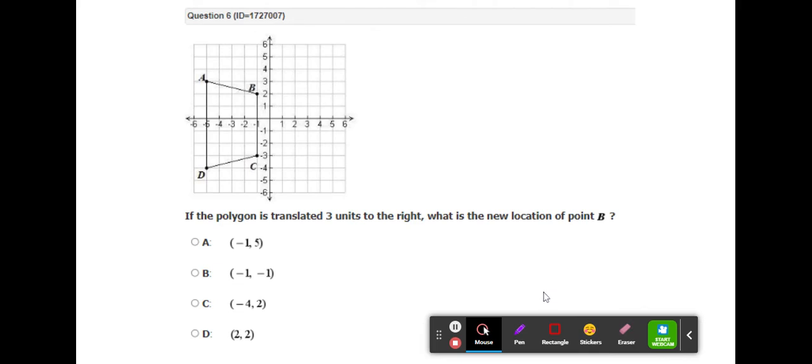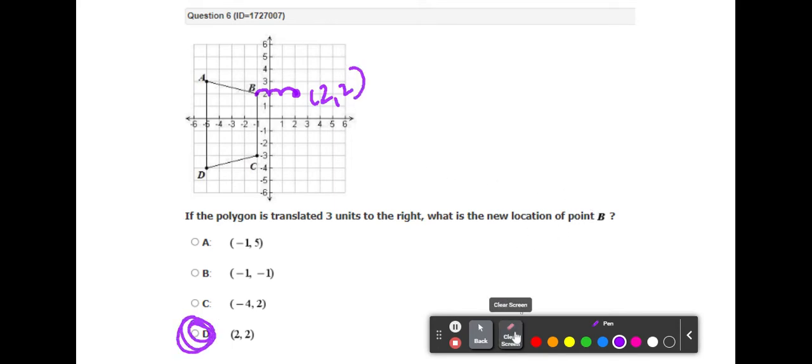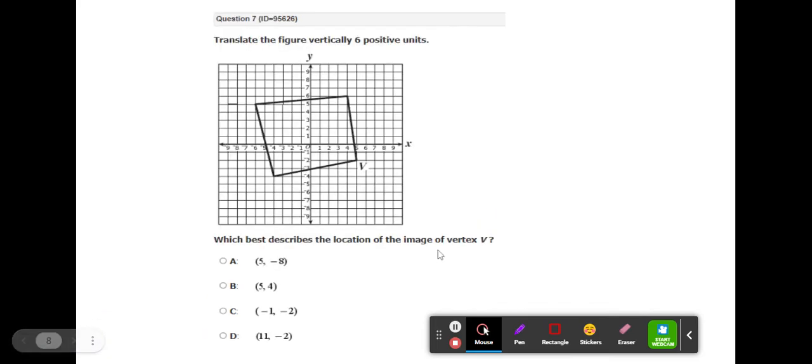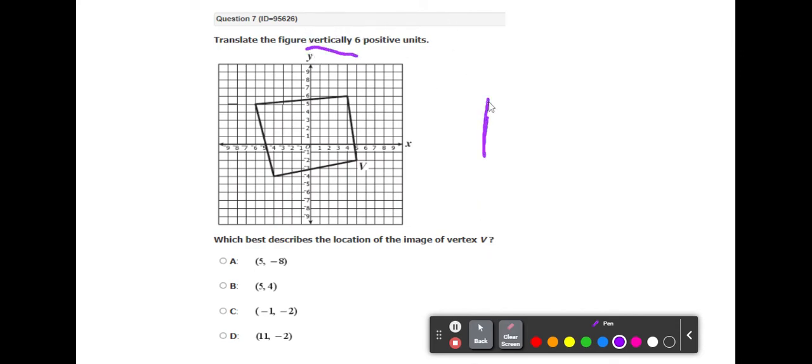Question 6, if the polygon's translated 3 units to the right, what's the new location of B? 3 units to the right. 1, 2, 3. My new B is at 2, 2. All right, question number 7. Which best describes the location of image vertex X if it's translated vertically, which means up and down, 6 positive units means up. So I'm going to go up 6 positive units. 1, 2, 3, 4, 5, 6. So my new point will be at 5, 4.